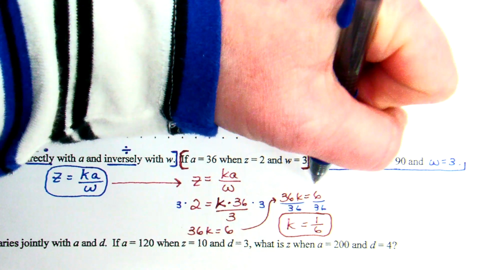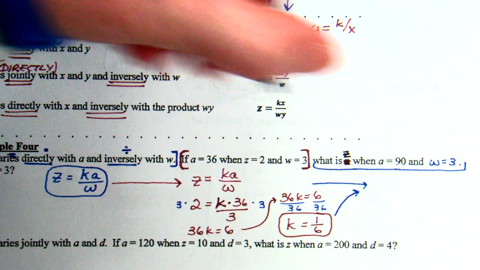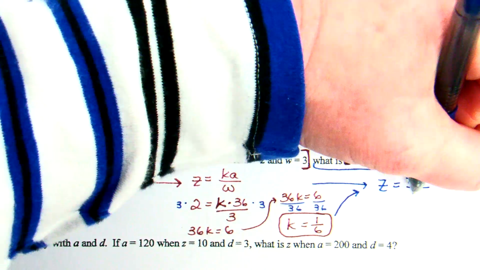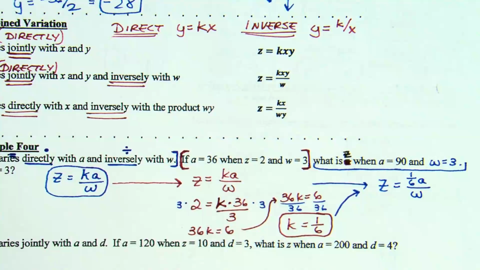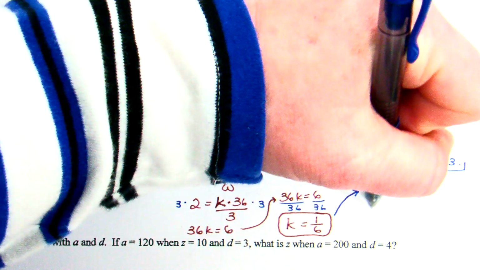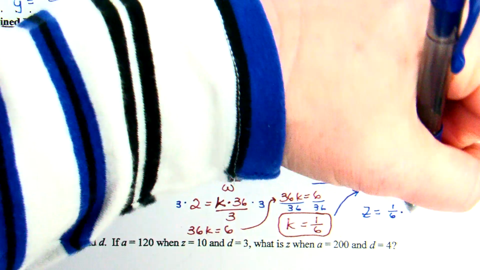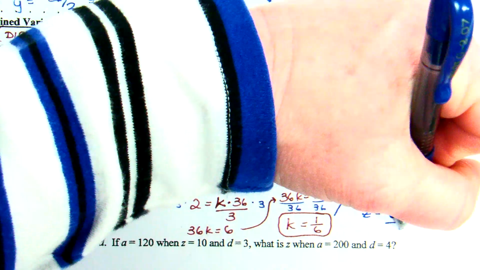Okay, so I'm going to write my basic equation, that it was Z equals KA over W. So that means now my equation is Z equals 1/6 A over W. Technically, I should go better form than that, but I'm not going to mess with it. We're plugging in A and W, which means Z is 1/6 times A, which is 90, divided by W, which is 3.